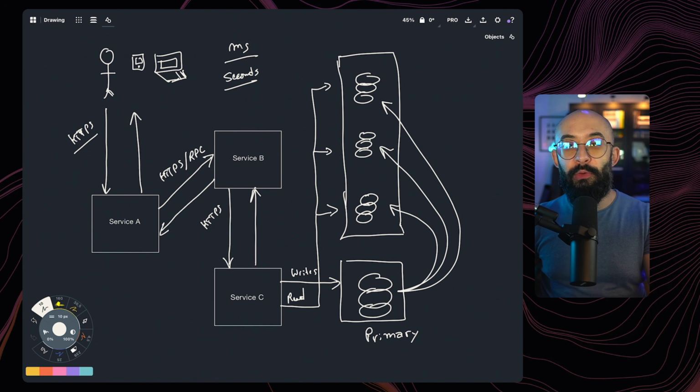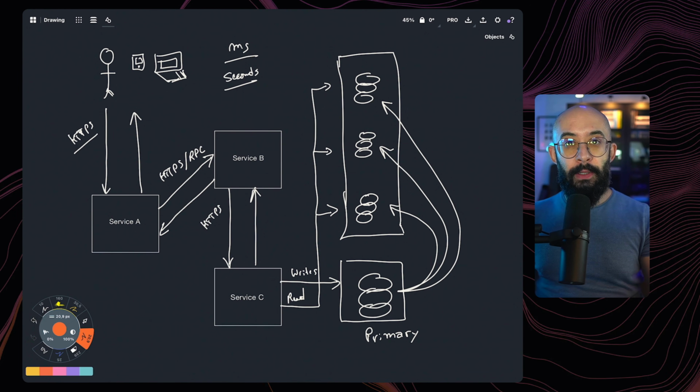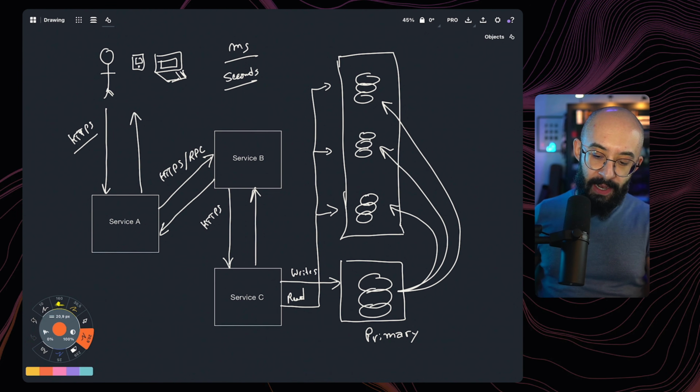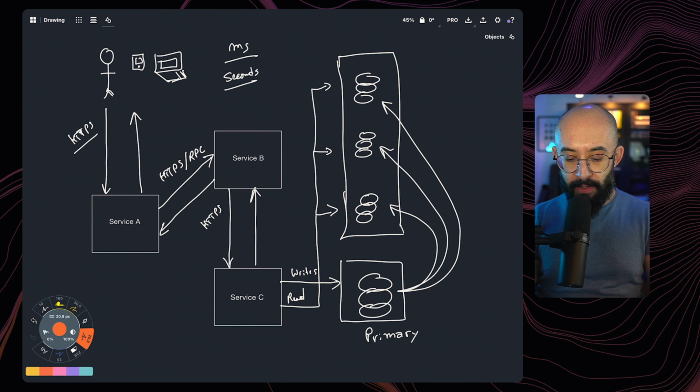So let's dive a little bit deeper into when retries are needed and what could go wrong in this setup. Now, let's assume it's Monday morning. I have been working on this feature for quite a while now, and I am introducing a change basically to service C.